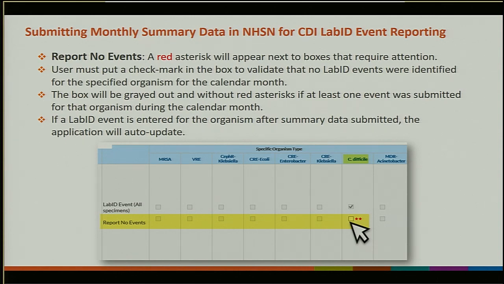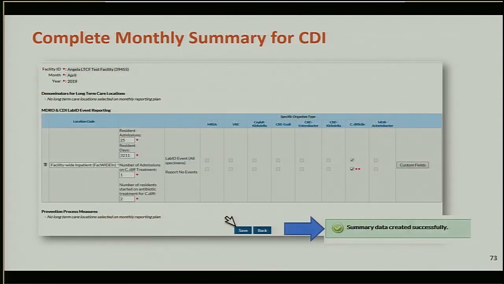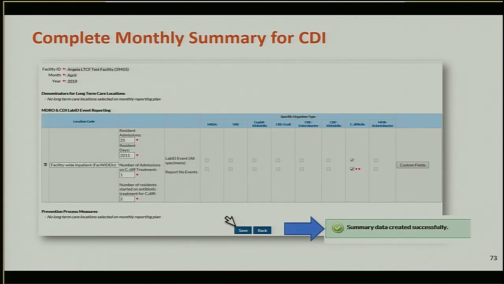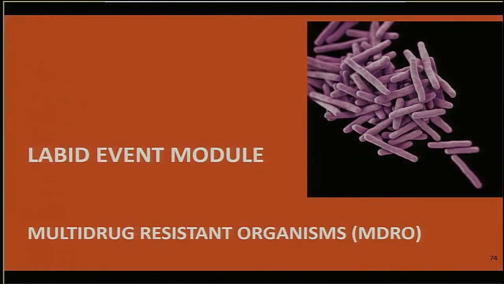So what we would need to do is just put a check mark in that box. I thought I had a cute little green check mark that was going to come up, but it didn't. So you'd put a check mark in the box just like that, and then you're done and you click save. And then you'll get a message that says your summary data was created successfully. So that sums up how to enter a CDI event and complete everything during the month for that CDI event.